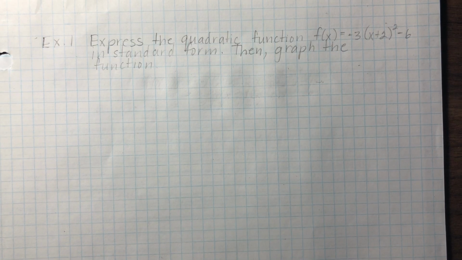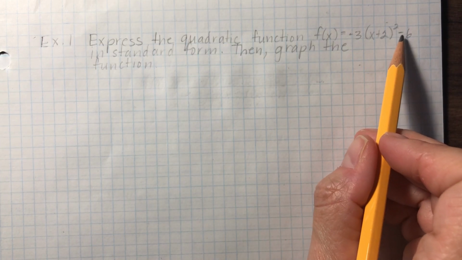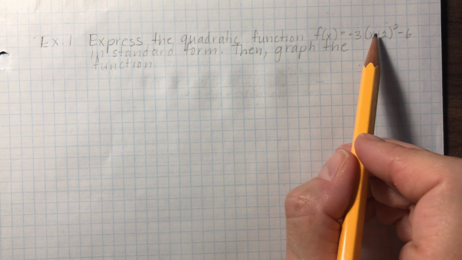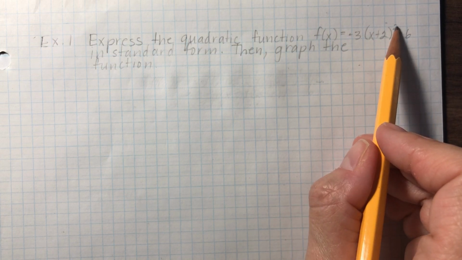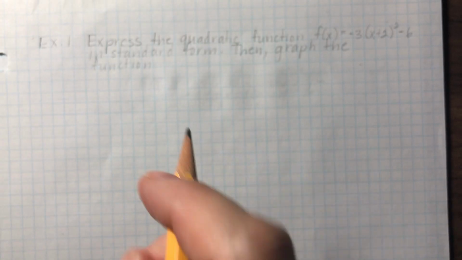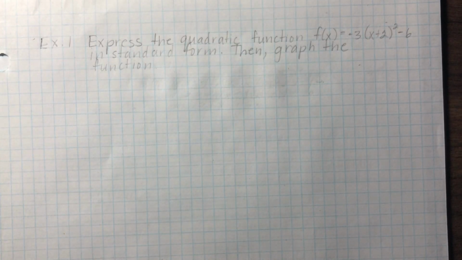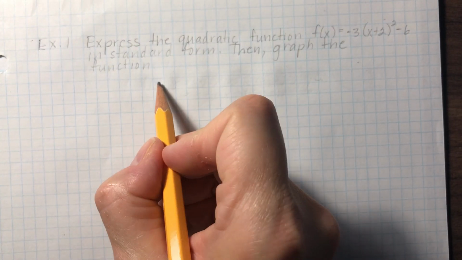Express the quadratic function f of x is equal to negative 3, x plus 2 squared minus 6 in standard form, then graph the function. The function that we're given is in vertex form. And the first thing I'm going to do is rewrite x plus 2 squared as x plus 2 times x plus 2 because it will help us with the conversion.